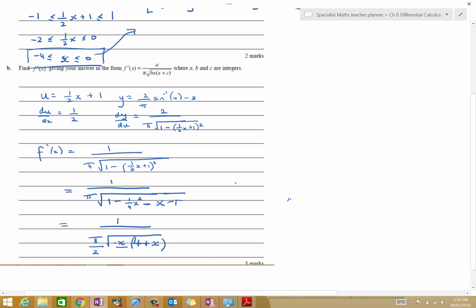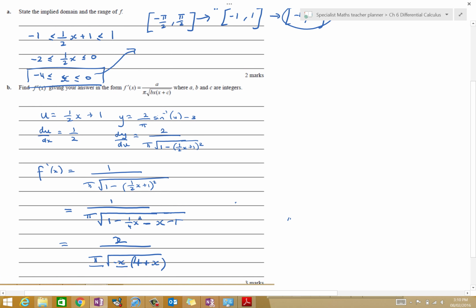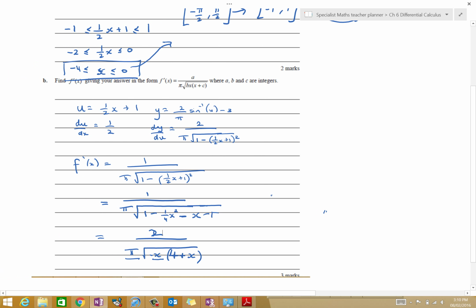And what's going to happen? That 2 is going to go over there, isn't it? So I've skipped a couple of steps there. Now, is that in the format we want? Yep, that's it. So therefore we can say that A is equal to 2, B is equal to -1, and C is equal to 4. Yeah? Awesome. Now let's have a look at the examiner report.